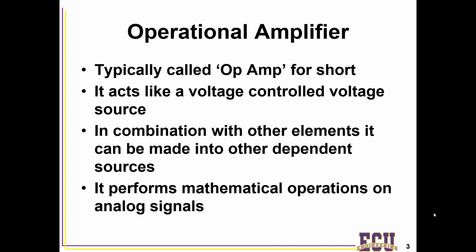It, used in combination with other elements, can help it to be made into various types of dependent sources. So you can combine this not only with resistors, we can also combine them with capacitors and inductors, which we'll see later on once we introduce capacitors and inductors in a future chapter. And so it performs various mathematical operations on primarily analog signals. We typically don't use the op-amp with digital signals. We're primarily focused on analog signals here.